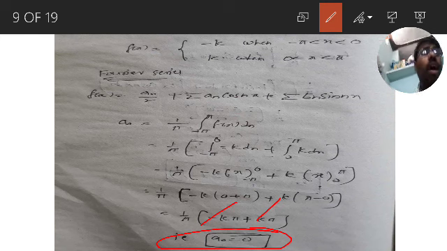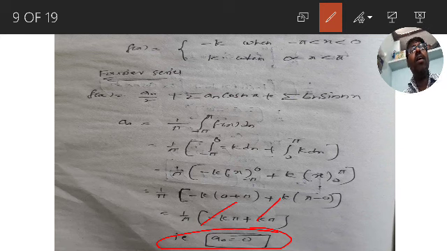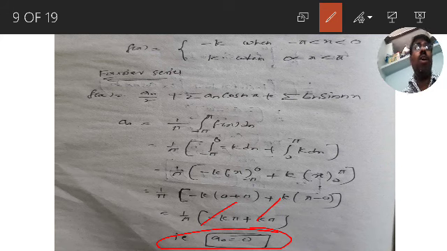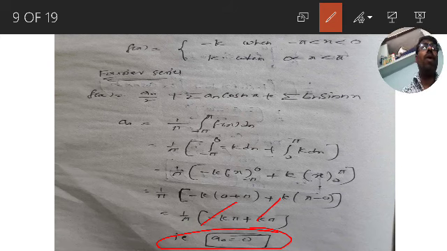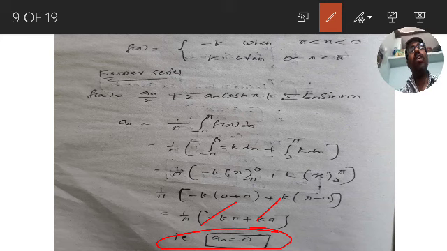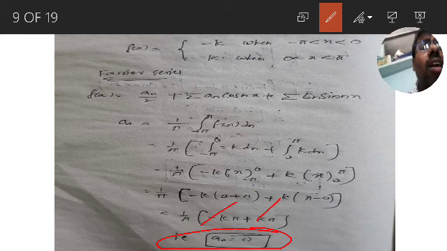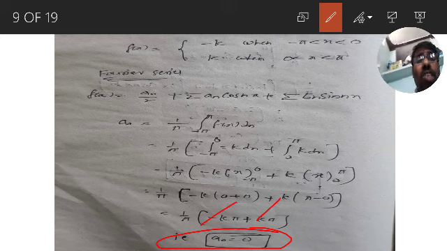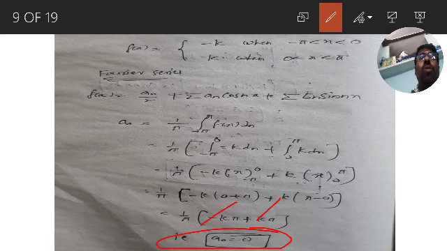So this is how we find a naught. Now you are able to find a naught. What else you have to find? You have to find an and bn values also. So we are discussing how to find the Fourier series for a discontinuous function. We covered the first problem, now we are in the second problem. The second problem says the function is minus k from minus pi to 0, and k from 0 to pi, therefore it is a discontinuous function. To find the Fourier series for a discontinuous function, first of all you have to find a naught, an and bn values. Now we are able to find the a naught value. A naught value is equal to 0 we got.